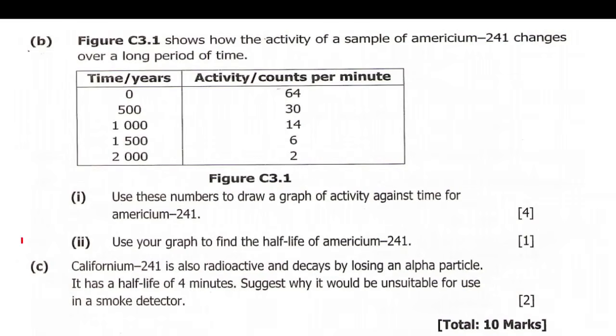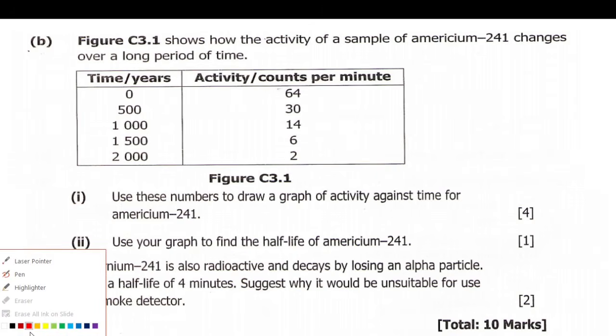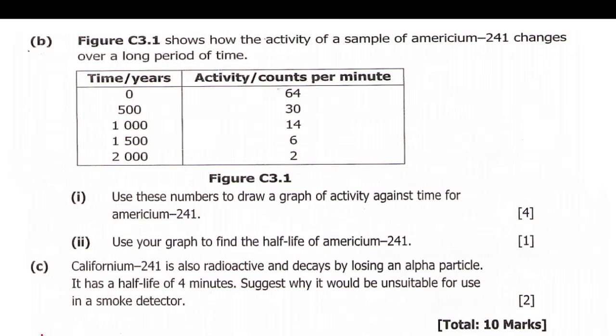Then let's continue. Californium-241 is also radioactive and decays by losing an alpha particle. It has a half-life of 4 minutes. Suggest why it would be unsuitable for use in a smoke detector. This one won't be suitable because it has a short half-life, which means that, number one, it will run out of itself, because after 4 minutes it will be breaking.